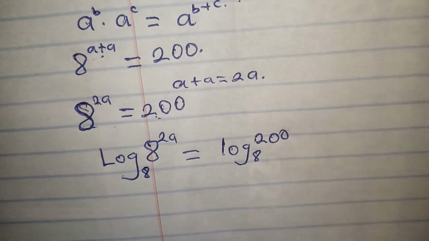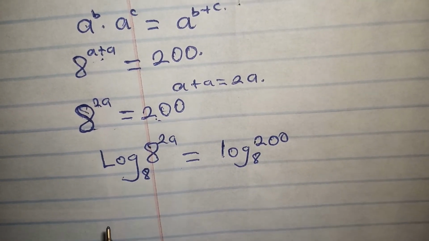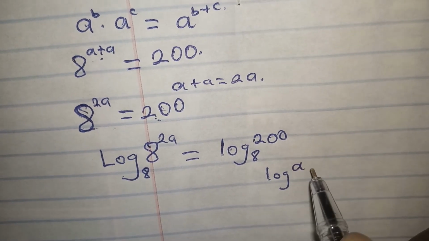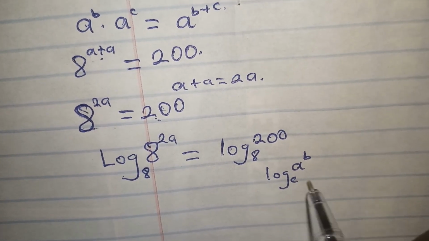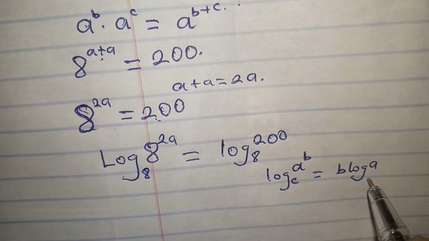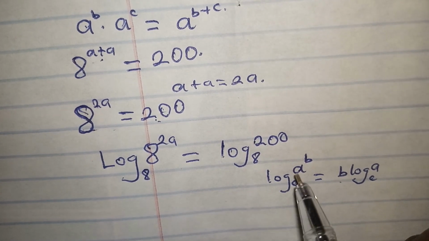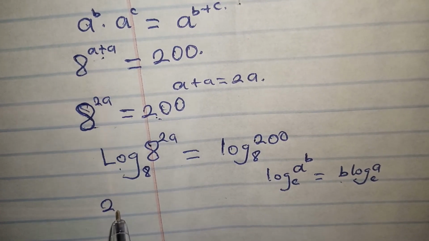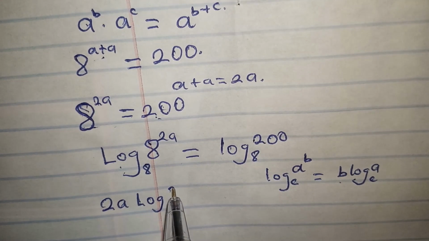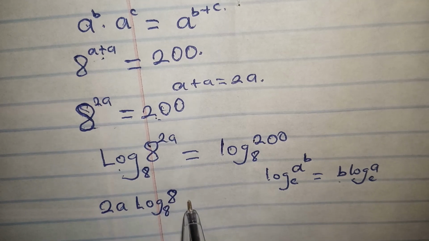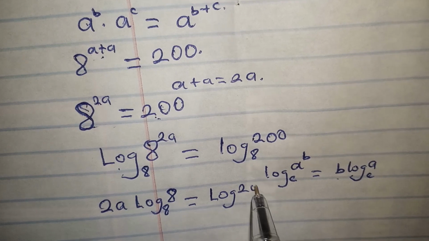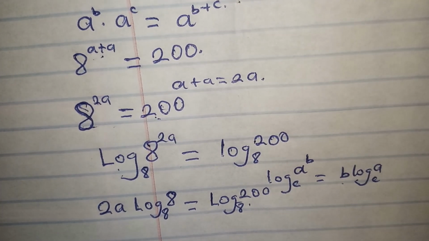Okay, so at this point we are going to apply a rule from logarithm which says we are having log a to the power of b, to base c, is also equals to b log a to base c. So if we put this rule here, we have this to be 2a log of 8 to base 8 is equals to log 200 to base 8.